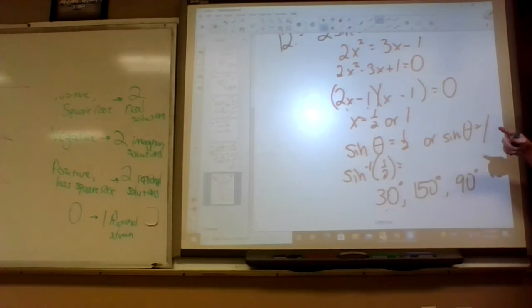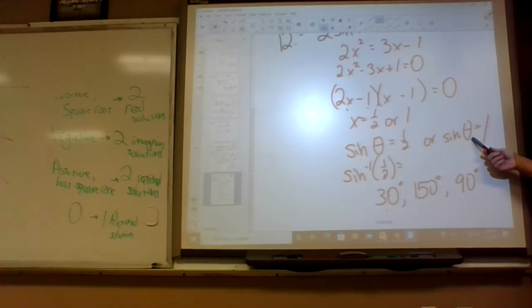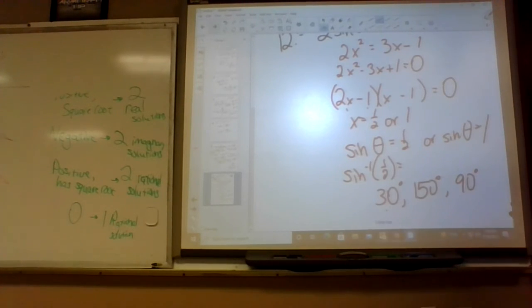There's only one place where sine can equal 1. It's like a double root. It doesn't work for 90 and 270. Cosine of 90 is 0, cosine of 270 is 0. Anyway, if you're not sure whether it has a second answer, just plug it in the calculator and see if they both work. Sometimes 90 and 270 do work, just not for sine of 1.